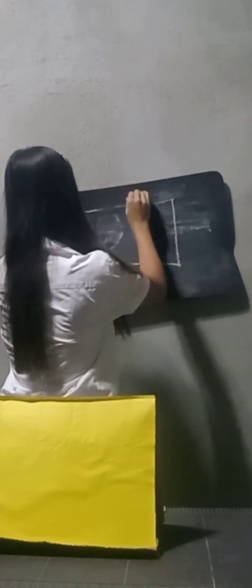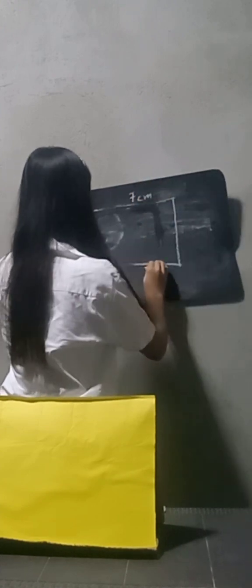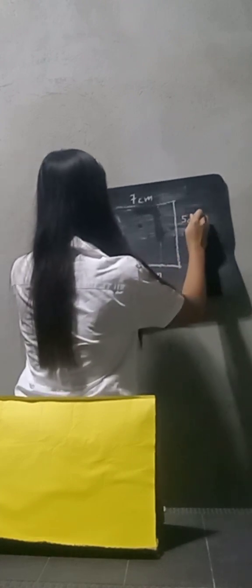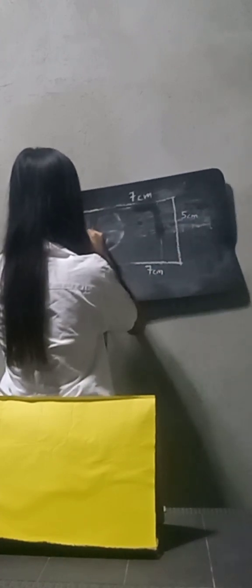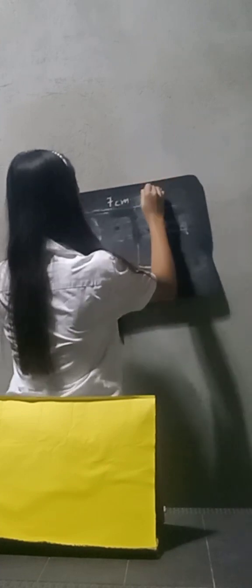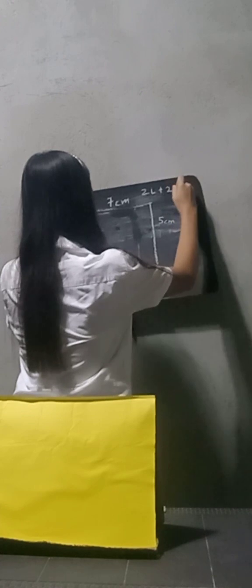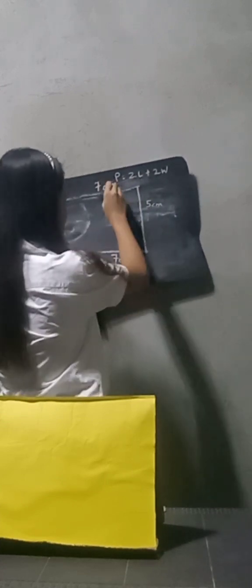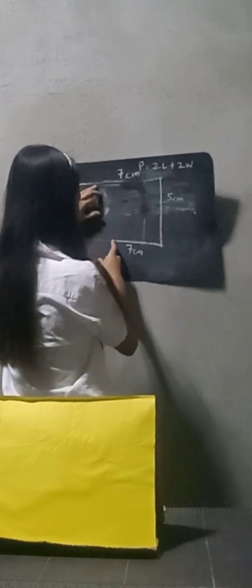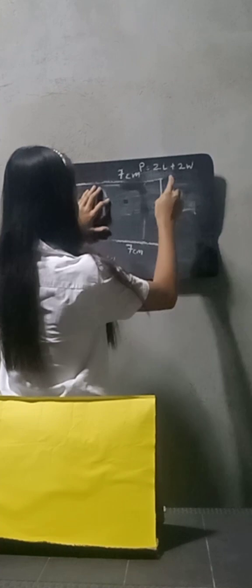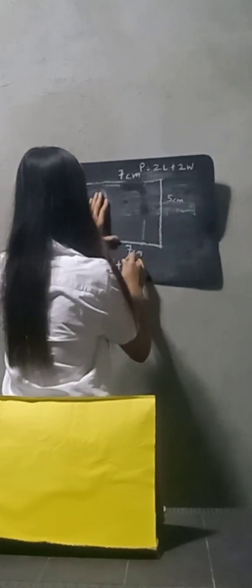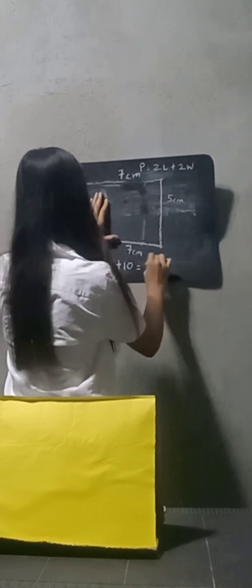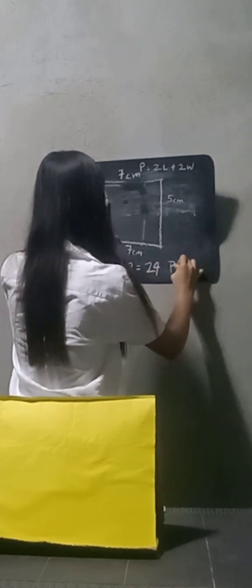Let's say this is 7. This is 5. We need to use 2L plus 2W, or the perimeter of a rectangle. We add 7 plus 7, 14, plus these 2 fives, 10. 14 plus 10 is 24. So the perimeter of this rectangle is 24.